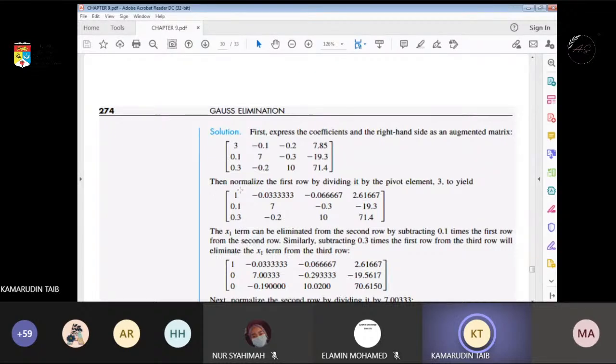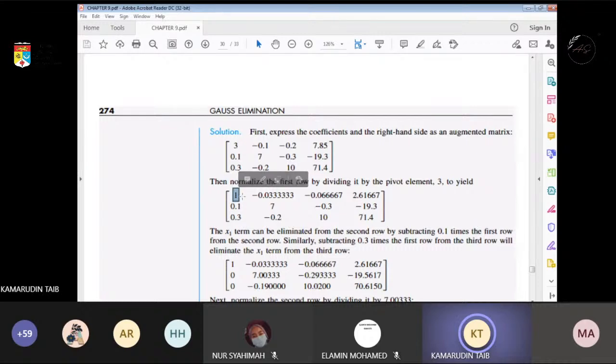If you notice, the difference between Gauss-Jordan and Gauss elimination is the normalizing of the first element to make it equivalent to 1, whereas in Gauss elimination, you don't normalize it so that the first element here is equivalent to 1.